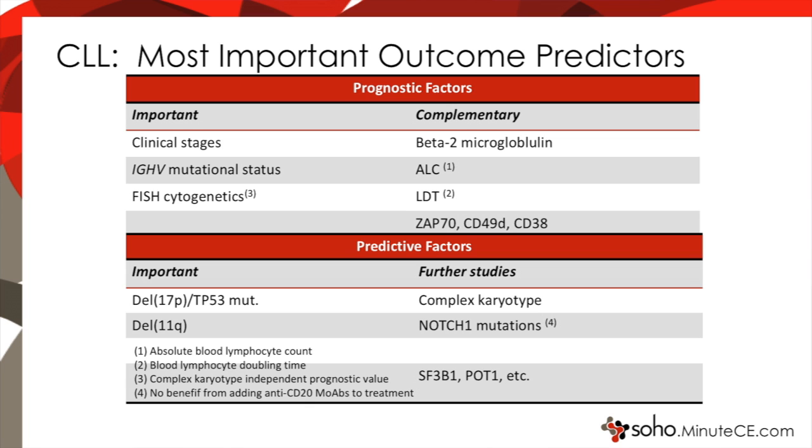In terms of prediction, the important markers are deletion 17p and p53 mutations. Actually, these are the only predictive factors that we use in clinical practice. Also, deletion 11q. And complex karyotype, mutations of NOTCH1 and other newly described mutations require further studies before being incorporated into the prognostication of patients with CLL.